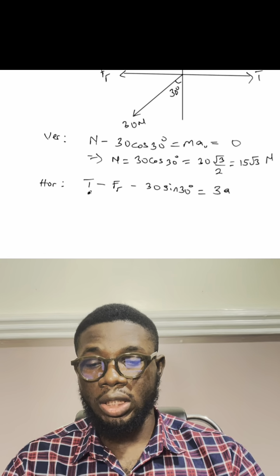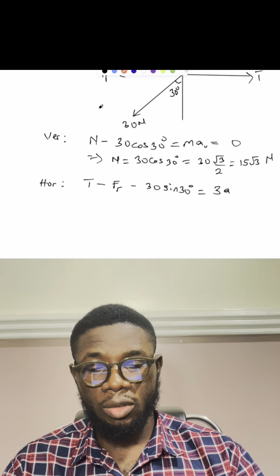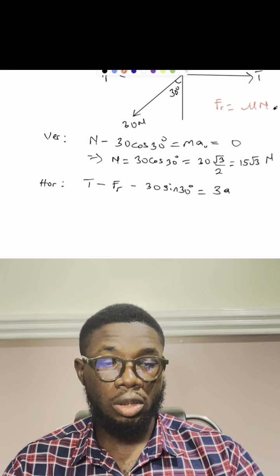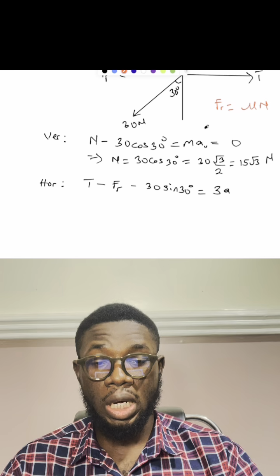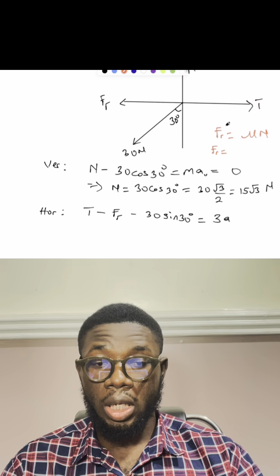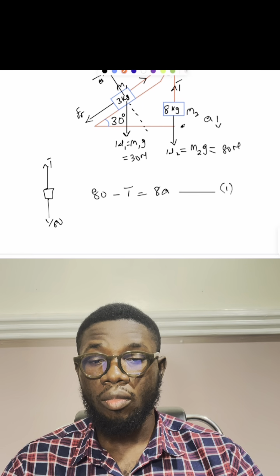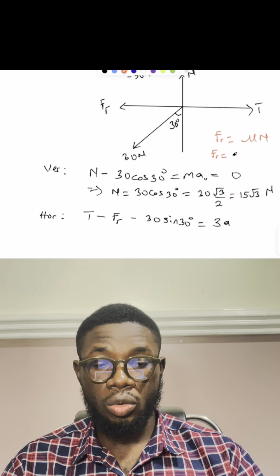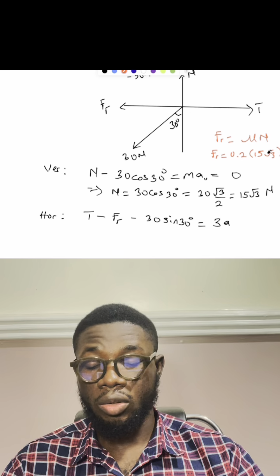So let's look at this now. Don't forget, this is something everybody should know: frictional force is mu times normal reaction. So the coefficient, that means our frictional force in this place is going to be 0.2, as we have been given, multiplied by 15 root 3.